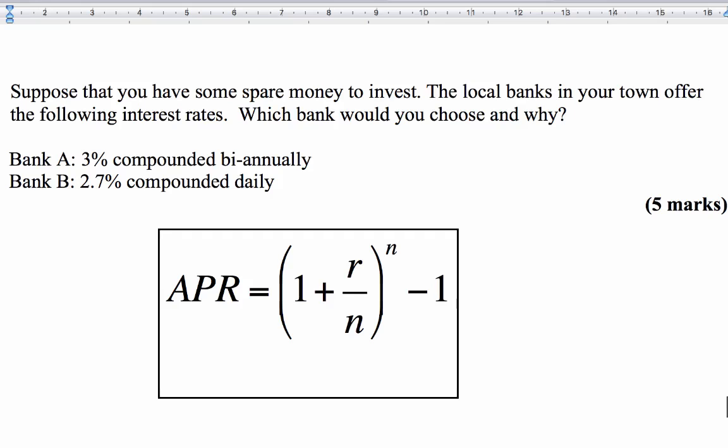So this is the formula. R in this case is your nominal rate, which is given as 3% or 2.7%. And N is how often it's going to be compounded. So biannually, we're going to put in 2 here, or daily, we'll put in 365. And it's as simple as that. So I'm going to do it in Excel for you.